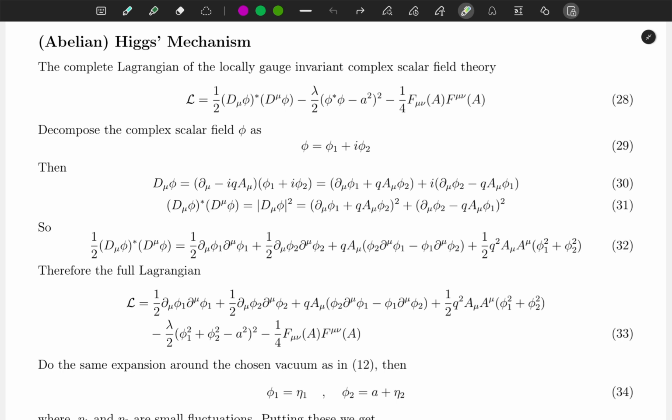Now we will do the Higgs mechanism. Basically we will do the abelian Higgs mechanism. As I already mentioned, why abelian? Because here the gauge field we are talking about is abelian, not non-abelian, because the non-abelian case is much more complex. This one is very simple. Our goal is to understand what the Higgs mechanism is.